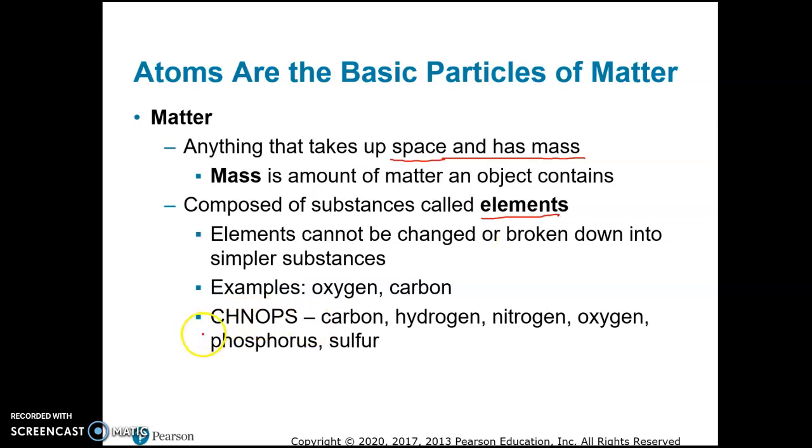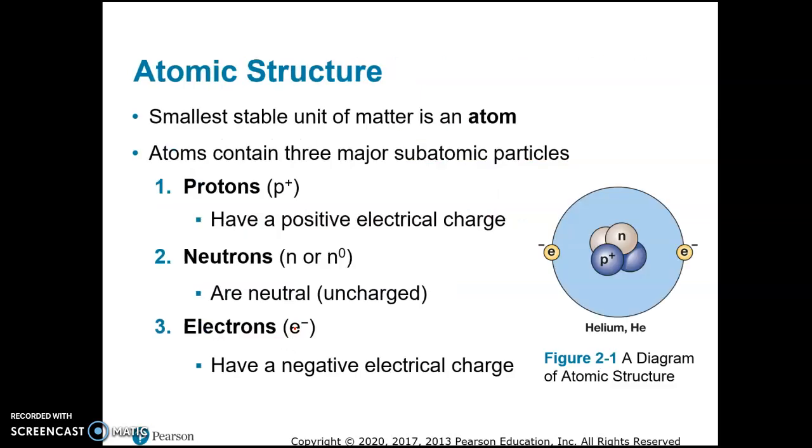The most important are these 6, and they form the mnemonic device, CHNOPS. It's a little word where every letter stands for the symbol for each of these elements. So the C stands for carbon, the H stands for hydrogen, the N stands for nitrogen, the O stands for oxygen, P is phosphorus, and S is sulfur. So these are elements you need to know the symbol and the word. Okay, the symbol is just the letter that stands for that element.